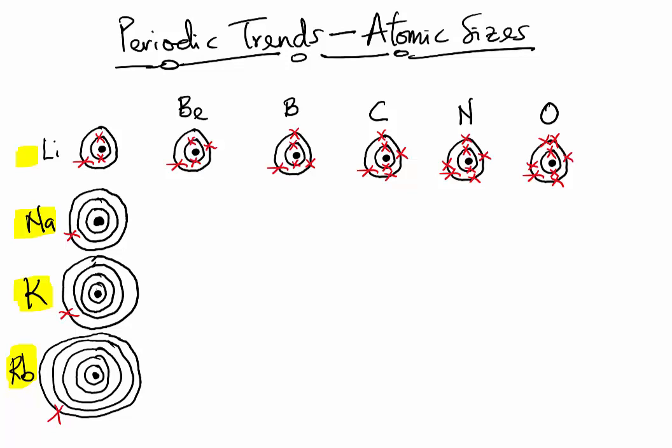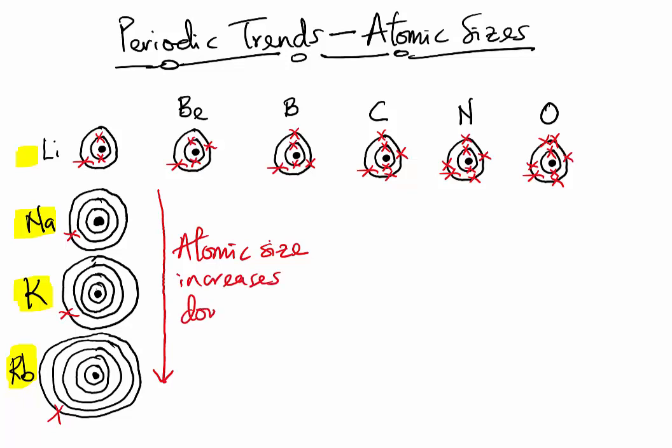As you add more energy levels to the atom, then the size of the atom will increase. So we can simply conclude that as you go down the group in the periodic table, atomic sizes will increase. So atomic size increases down the group.